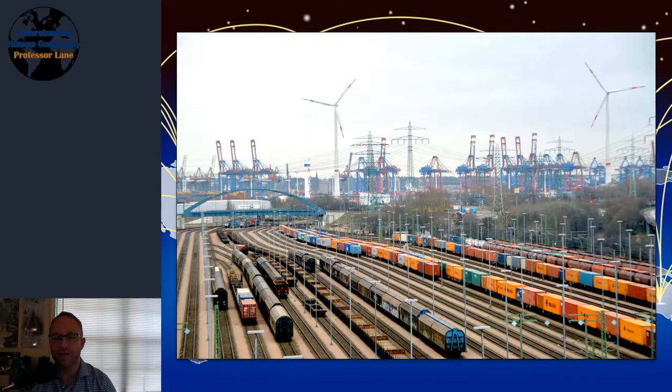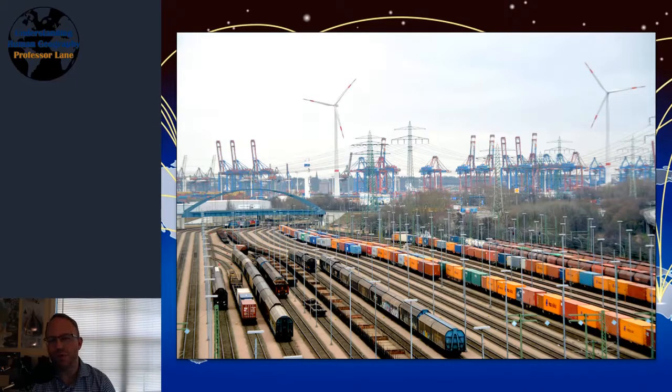The break of bulk point pictured here is the port of Hamburg, Germany, the leading port in cargo tonnage of the European Union. The large rail yard transports containers in and out of the port to the rest of the country, while ships transport these containers in and out of the country.